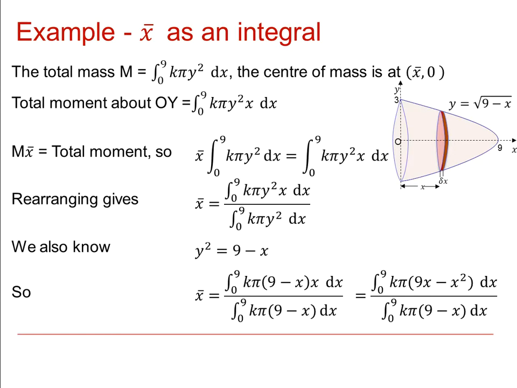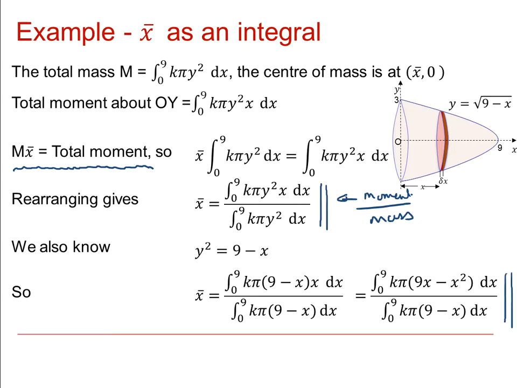Let's just run through that again so we're clear about what's happened. We've taken the fact that the mass multiplied by x bar is equal to the total moment, and therefore we can say that x bar is equal to these integrals divided by each other. This is on the top line the moment, and on the bottom line the mass. And then substituting y squared is 9 minus x, we end up with these integrals to evaluate.